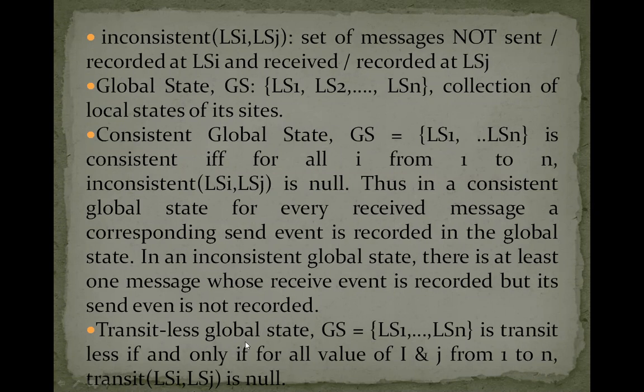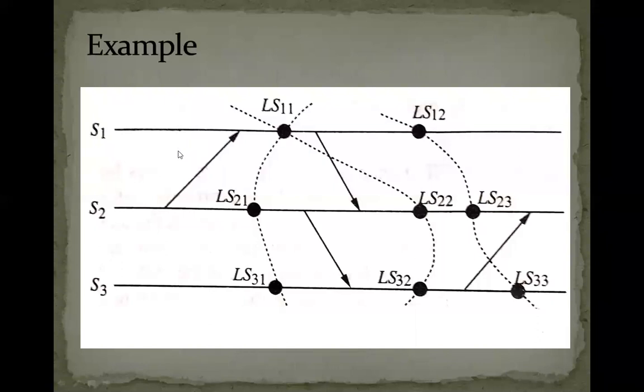Now the next is the transitless global state. Transitless global state is also a combination of the different local states. It will be called transitless if and only if for all values of i and j, from 1 to n, the transit(LSi, LSj) is null, meaning there is no message available on the channel. Whatever message has been sent has been received, and the channel is showing empty, with no message in transit. That is called the transitless global state. Now, we can go with an example.